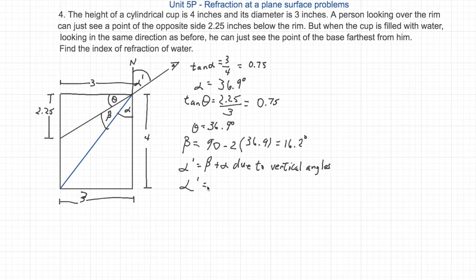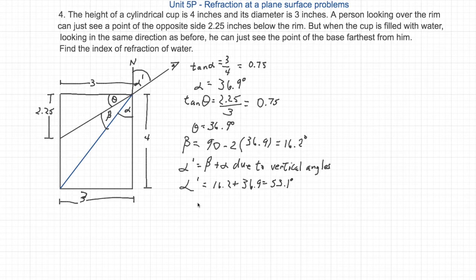So alpha prime equals 16.2 plus 36.9. Alpha prime equals 53.1 degrees. That's the angle of refraction.